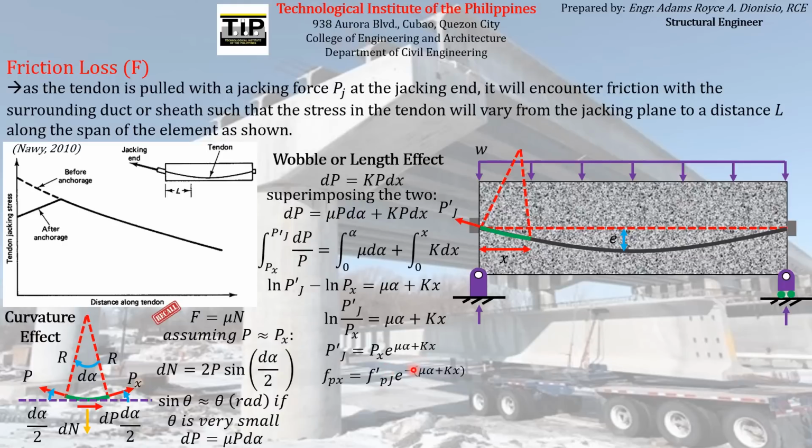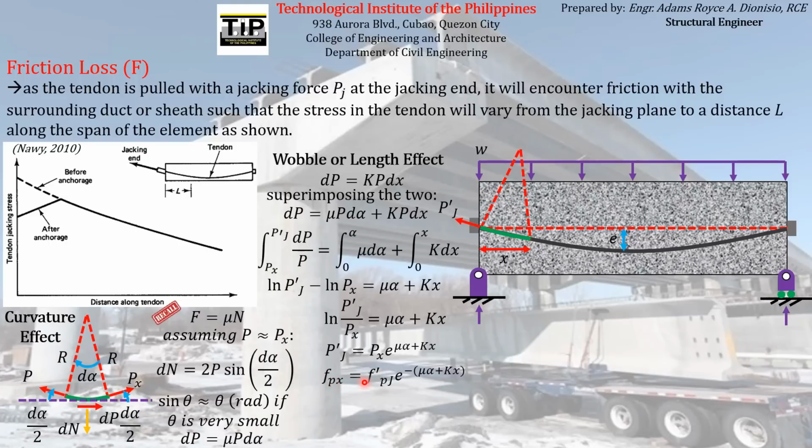That's why the exponent of e here became negative, because we divided the whole equation by e to the mu alpha plus kx. So this is actually the relationship between the stress acting at a point at a distance x from the jacking end and the force acting at the jacking end itself. So this is their relationship.